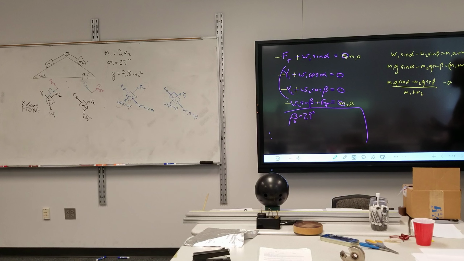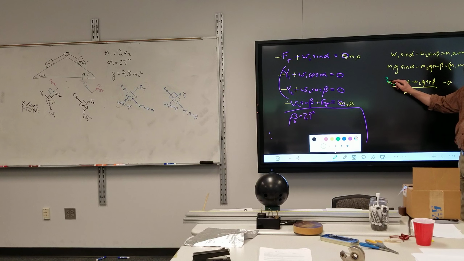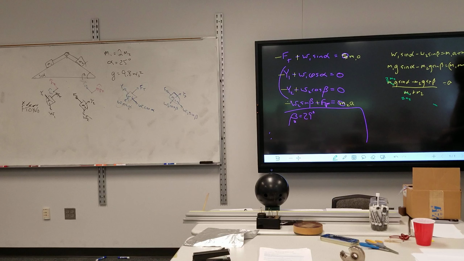I'm not saying I didn't give you M1 and M2, but I gave you the relative size of it. I know M1 is twice M2, so I can make that substitution. That's 2M2. So if I factor M2 out on the top, I get M2 times 2G sine alpha minus G sine beta over 3M2.